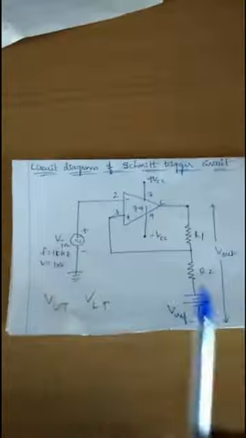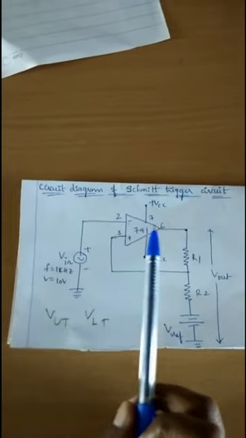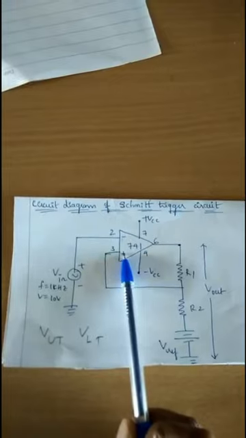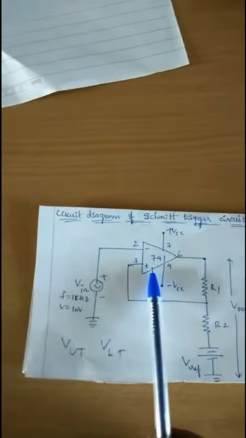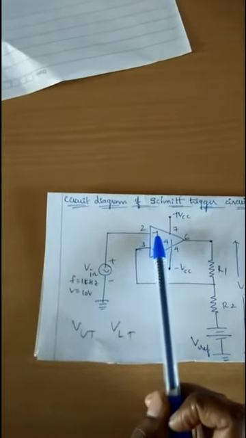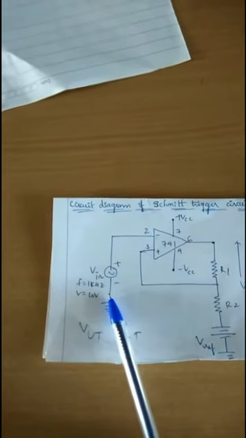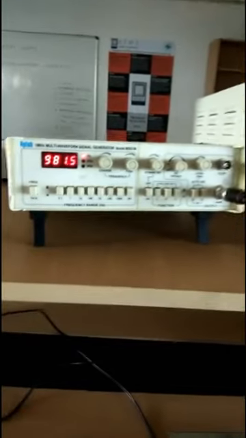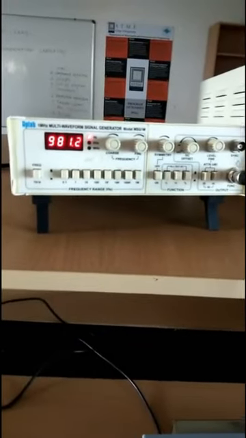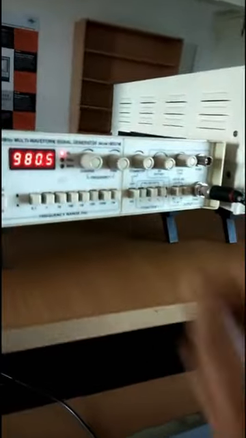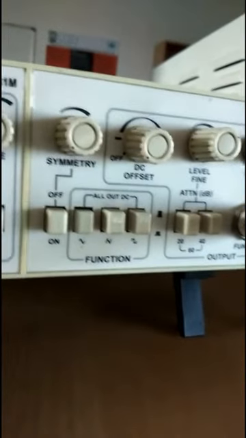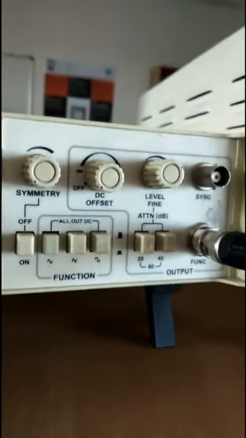The op amp has two terminals. One is inverting and the other one is non-inverting, the minus terminal and the plus terminal. To the inverting terminal, I am going to give the input. The input is always given from a function generator. As you can see, this is the function generator. The input I am considering is the sine wave. As you can see, there are many types of waves. So I am going to give the sine wave as my input.